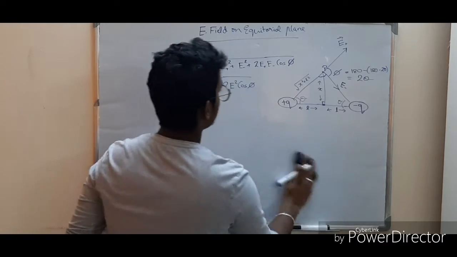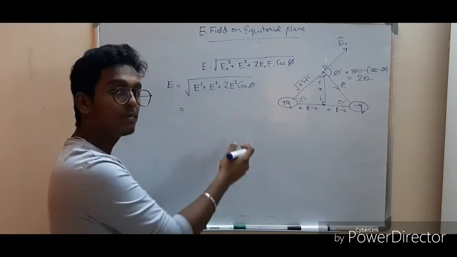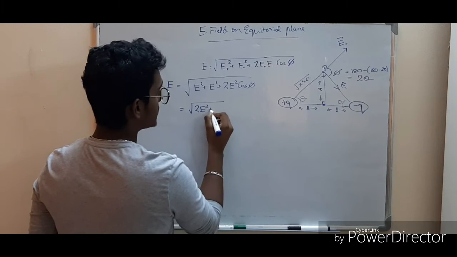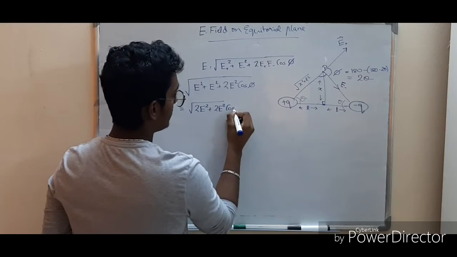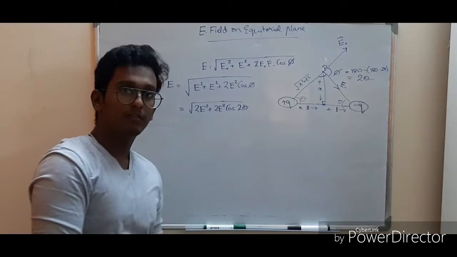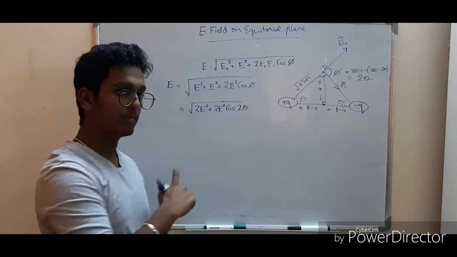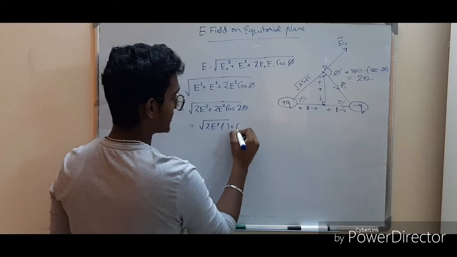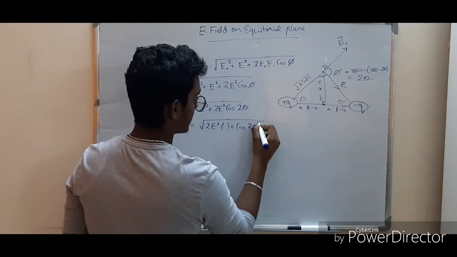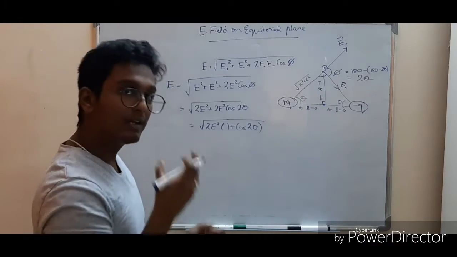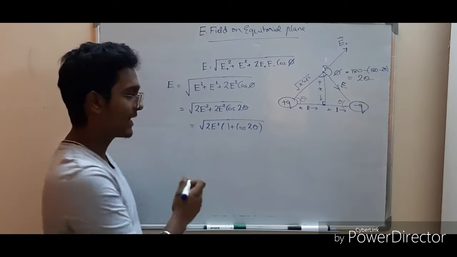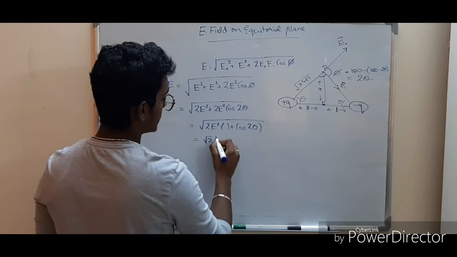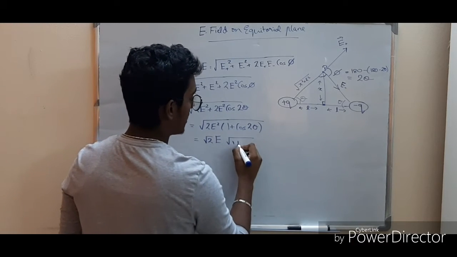And let's substitute that in the formula. So E square plus E square is 2E square, 2E square plus 2E square cos of 2 theta. So we have the formula. We can take 2E square common from both these terms to make it root of 2E square into 1 plus cos 2 theta. Now I'm going to remove the 2E square outside the brackets. So that's going to be root 2, and root of E square is E. So root 2 E into root of 1 plus cos 2 theta.